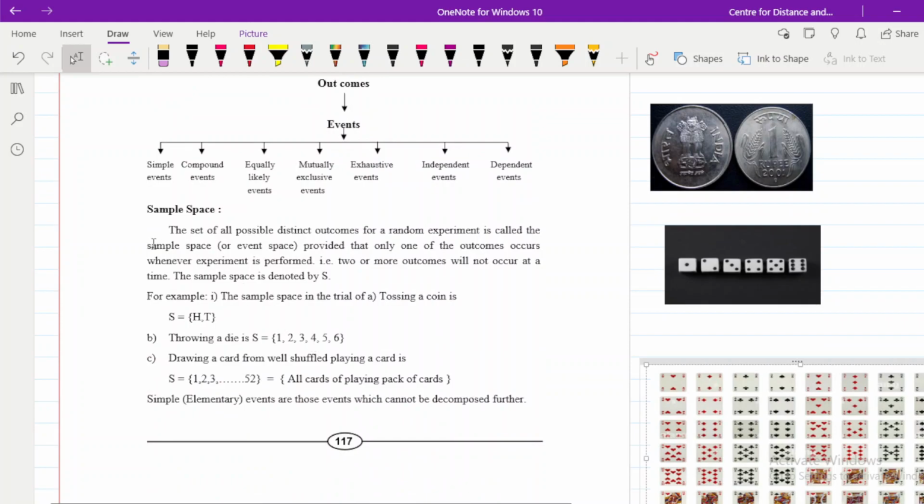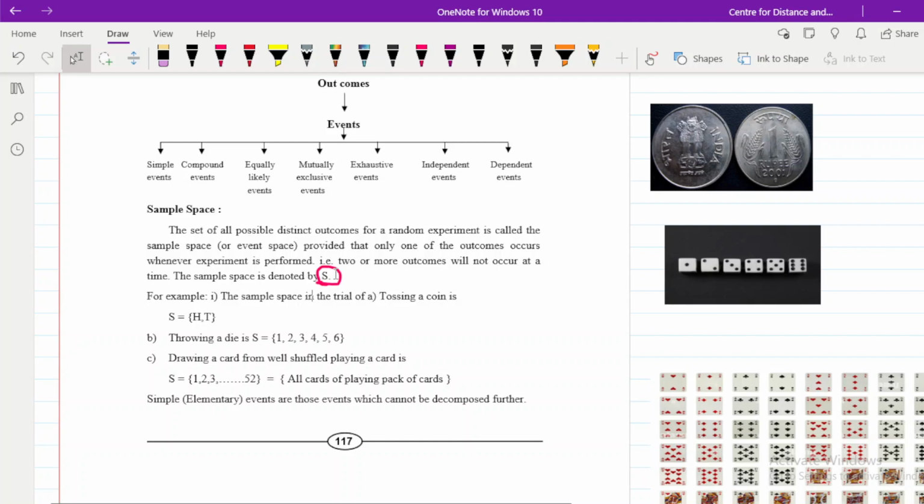Now we see sample space. What is meant by a sample space? The set of all possible distinct outcomes for a random experiment is called the sample space or event space. This sample space is denoted by capital letter S.